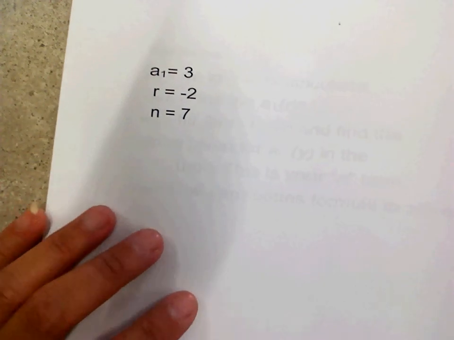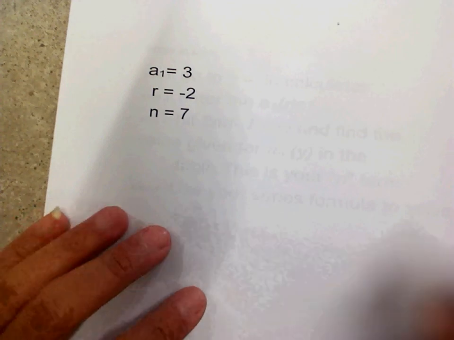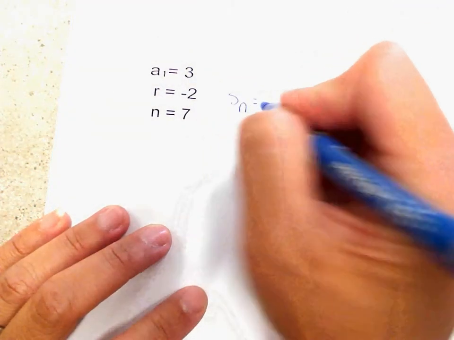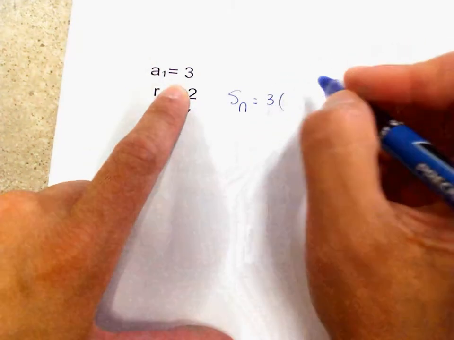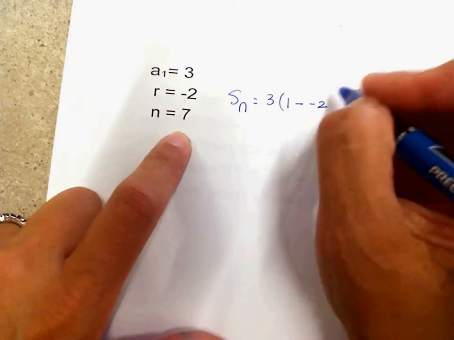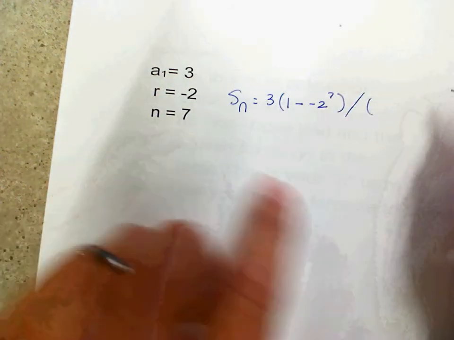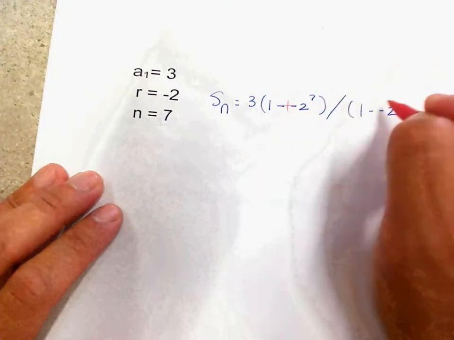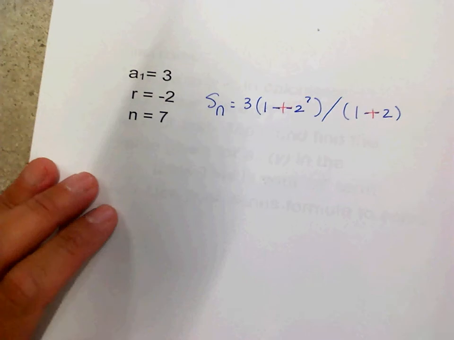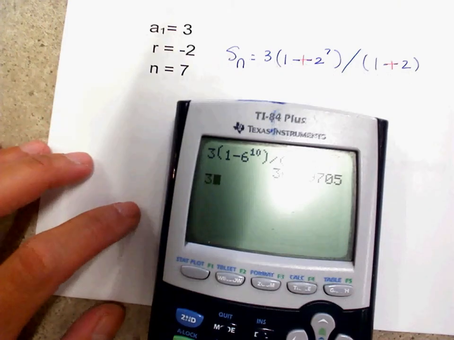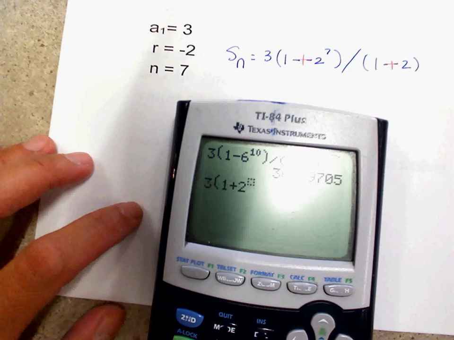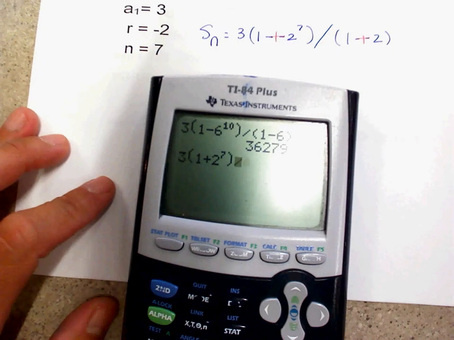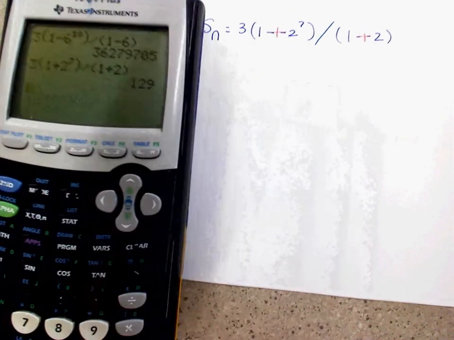Okay? All right. I am going to use the S sub n formula: first term, 3, parentheses, 1 minus negative 2 raised to the 7, divided by 1 minus negative 2. What's a negative and a negative become? A positive. Okay? So you type it just like that. 3 parentheses, 1 plus 2 raised to the 7, right click, in parentheses, just like that. Divided by parentheses 1 plus 2. And there you have 129. Okay?